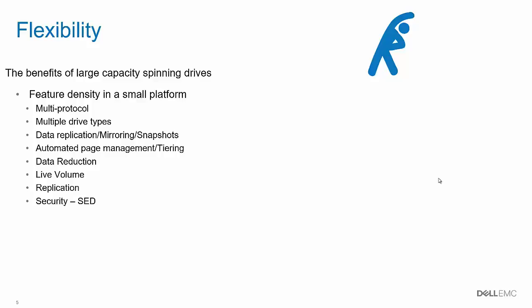This gives us the ability to talk iSCSI to some devices or Fibre Channel to others in the same platform and provide volumes to both over those same protocols. We also have the ability to, for example, provide volumes over Fibre Channel, but do replication over iSCSI. We also have flexibility in drive types, in that we can do spinning and solid state in the same platform.